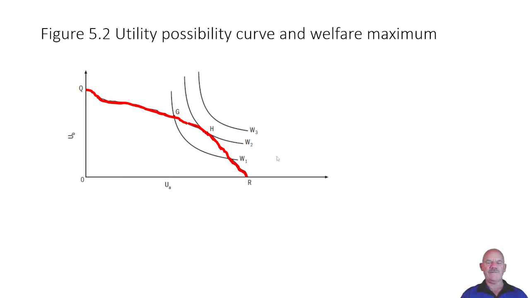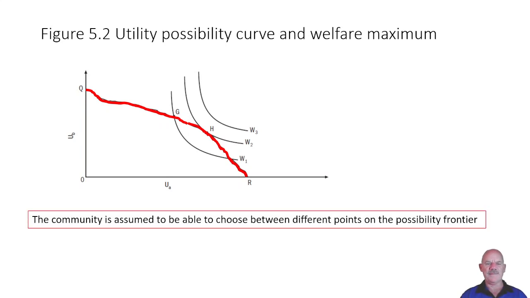So the welfare functions also show combinations of utilities giving different levels of society welfare. Now, theoretically speaking, H is the optimal situation where, given what is possible on the red curve, the higher the level of social welfare you can reach, the better. To be able to draw this graph at all, it must be possible for the community to choose between different points.